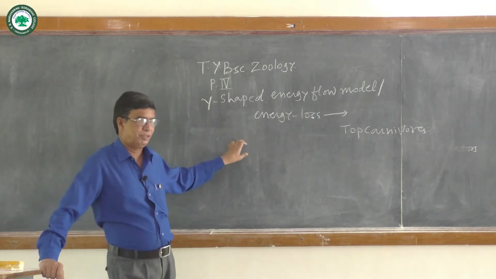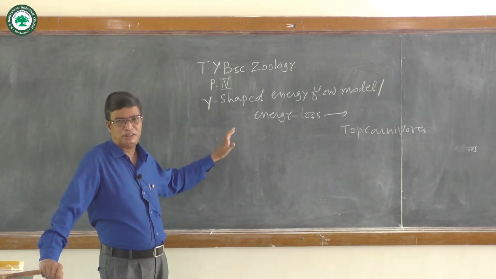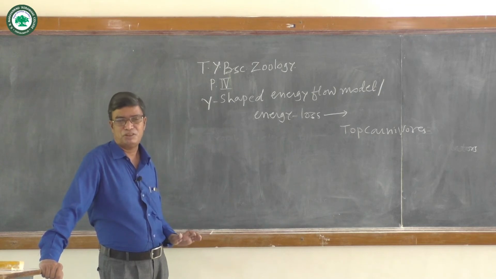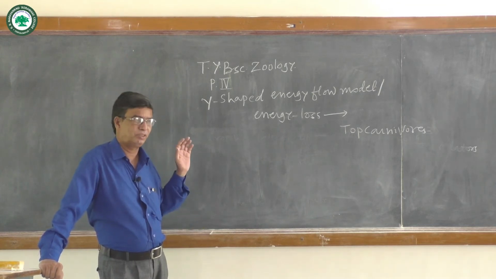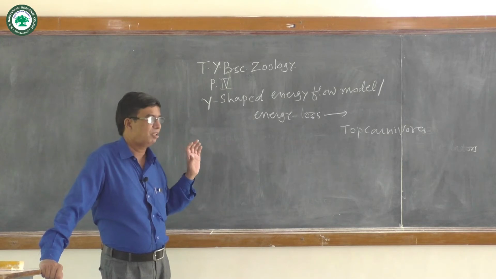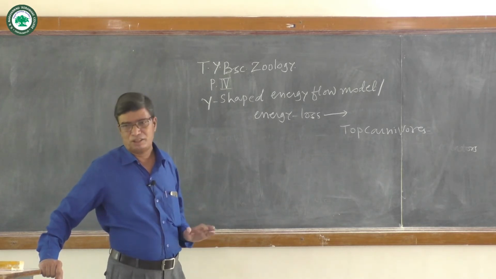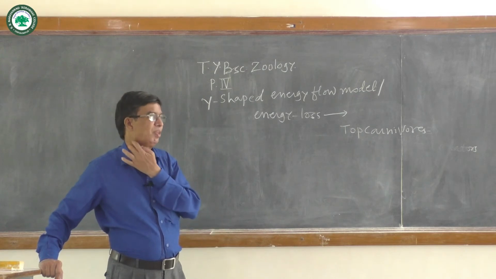Top carnivores, for example lion and tiger, are not eaten by any other animal. Top carnivores are not eaten by any other organism.